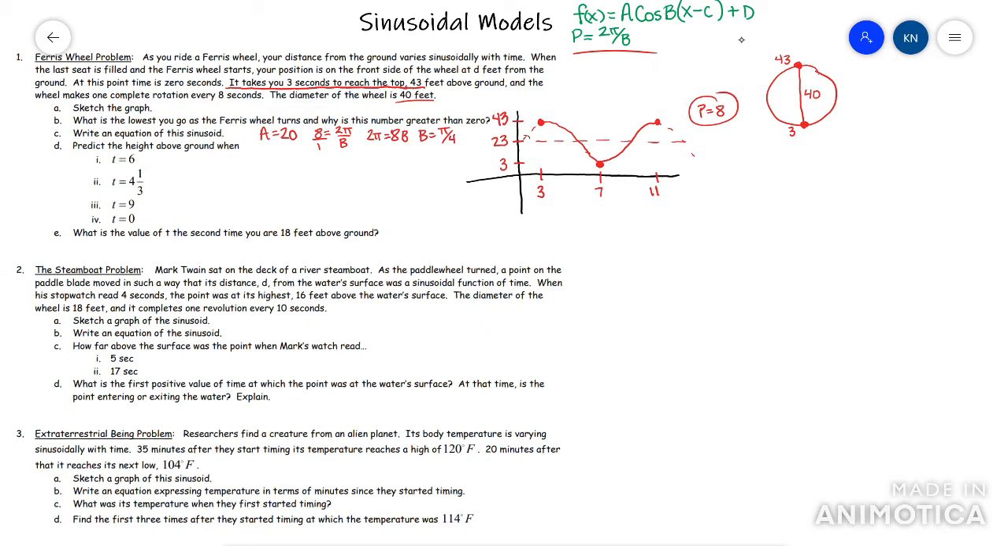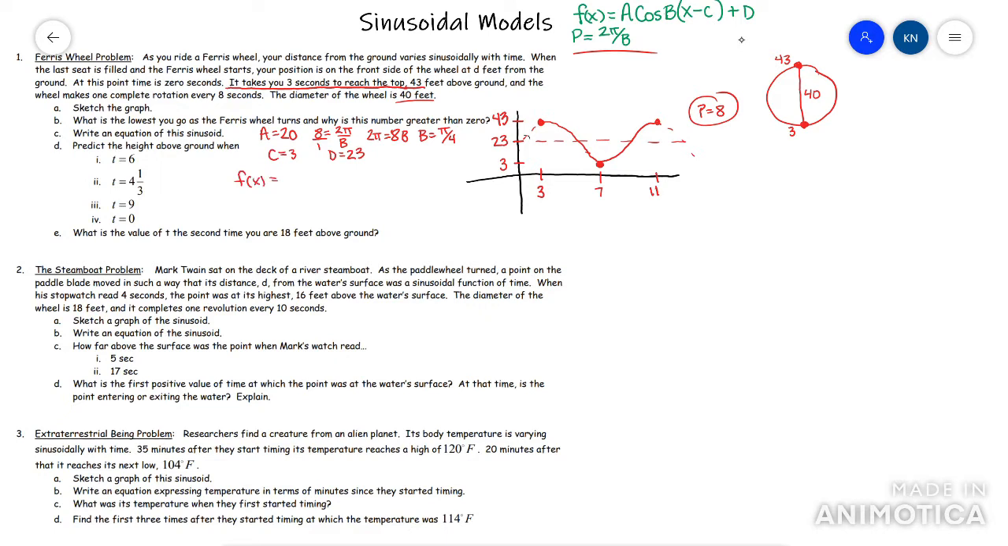C is your start location, 3. So it needs to say x minus 3. And then D is your midline. C was 3. D is your midline, which was 23. Once you have all this information, write your equation. The equation would look like this.